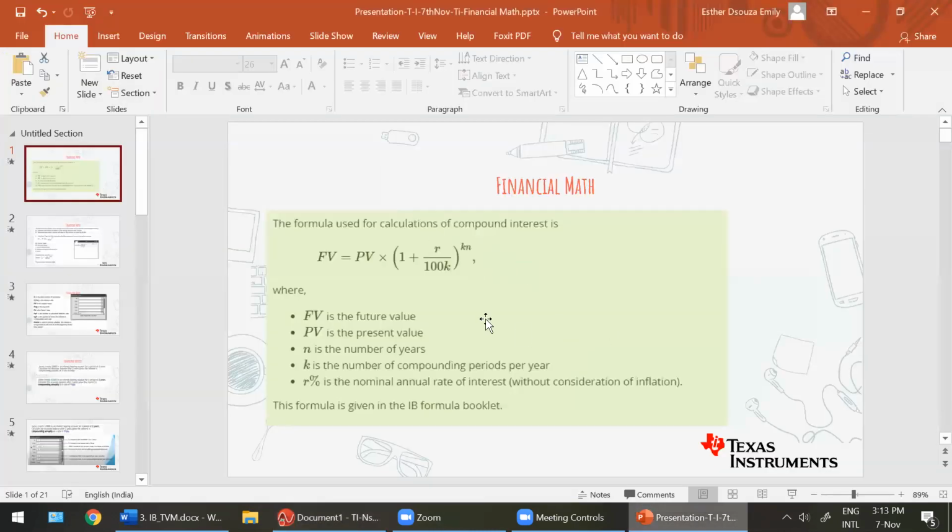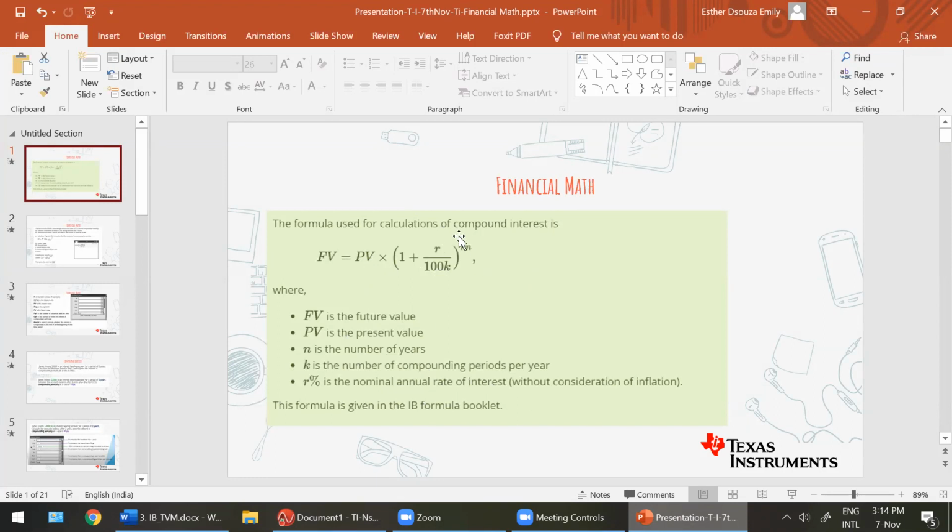So now students, as you can see my screen, we calculate the future value using the formula: future value is equal to the present value times (1 plus r divided by 100k) to the power of kn. Now, take a close look at all of this. So FV is the future value, PV you know is the present value, N is the number of years, here on top.